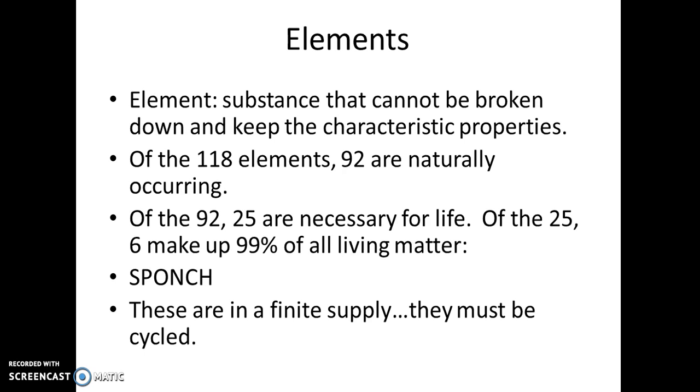Now, these are not in an infinite supply. They are very finite. So they must be cycled through the environment. So we're going to take a look at some of these element cycles in our very first lab. We're based on one of these cycles.